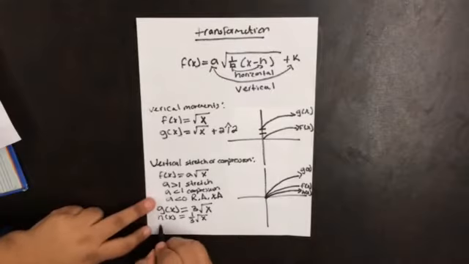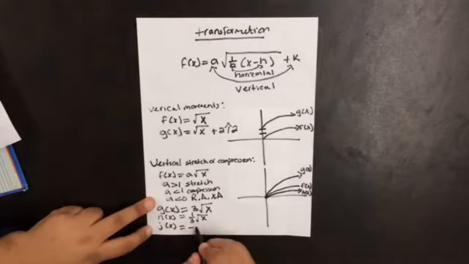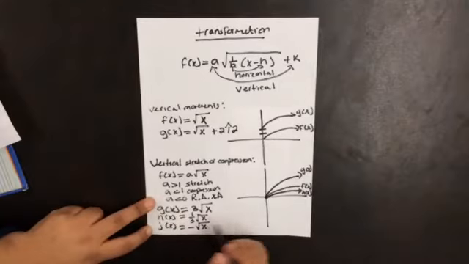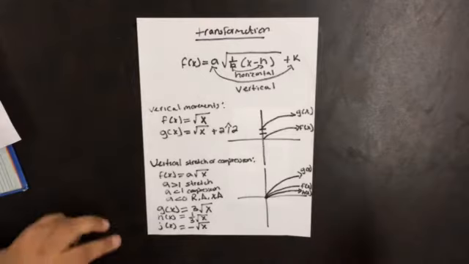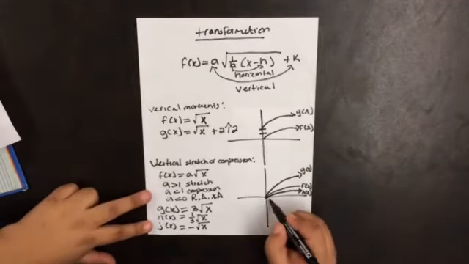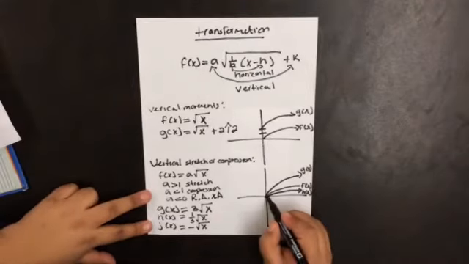And what if we have j of x, which equals negative square root of x? That's going to be a reflection on the x-axis. So it's going to look something like this.